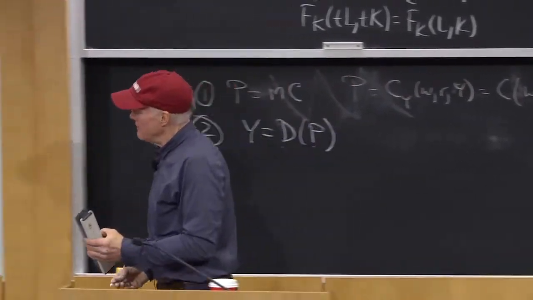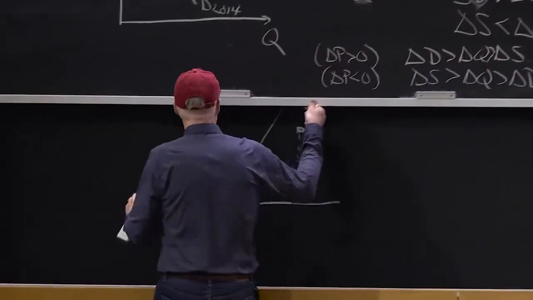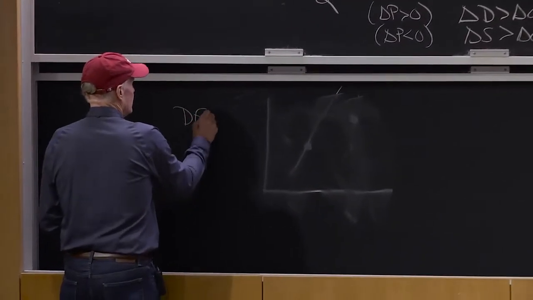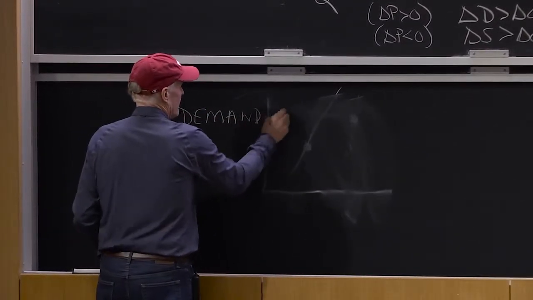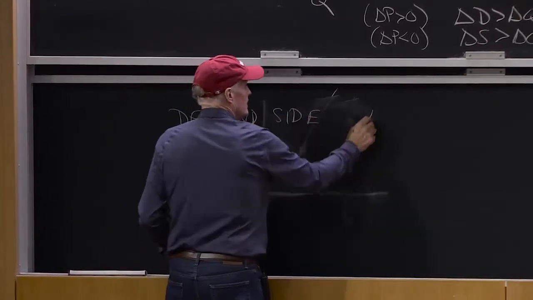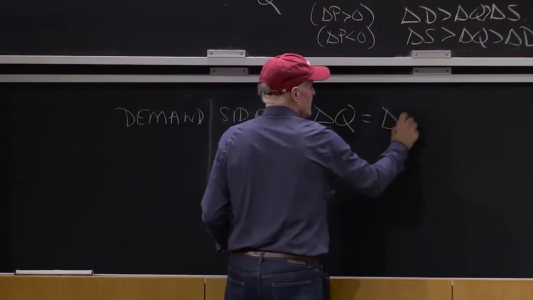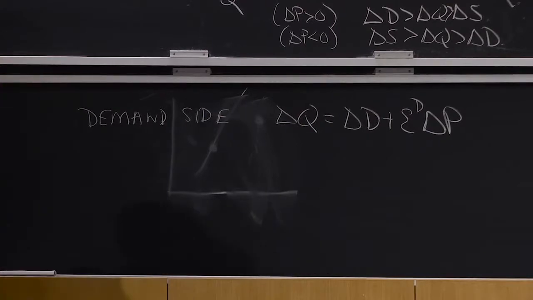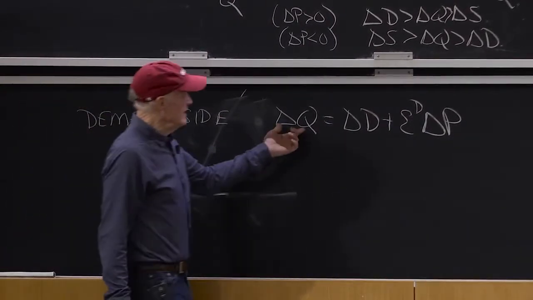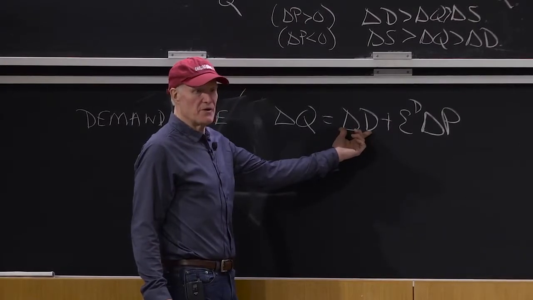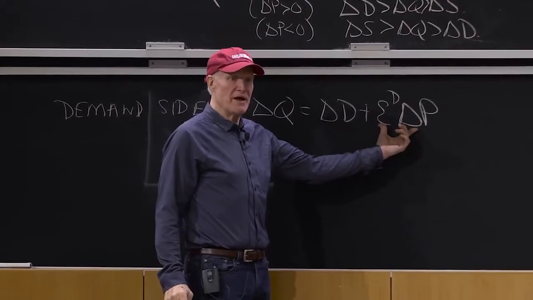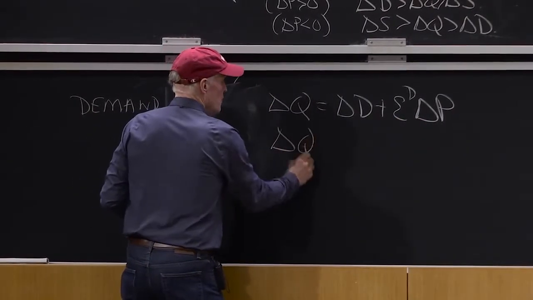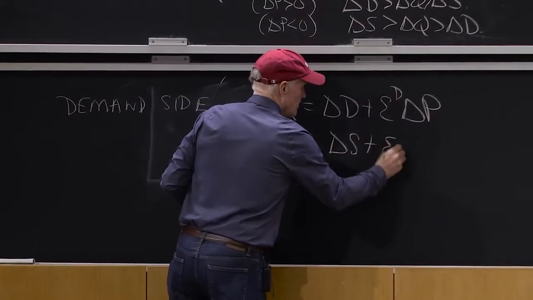Another way to think about it is think about the following. On the demand side, I know delta Q is delta D plus the elasticity of demand times delta P. Everybody agrees with that? That is, the change in quantity I see consists of some shift in the demand curve and then some movement along the demand curve. Right? That's all there is. Similarly, delta Q equals delta S plus epsilon S delta P.